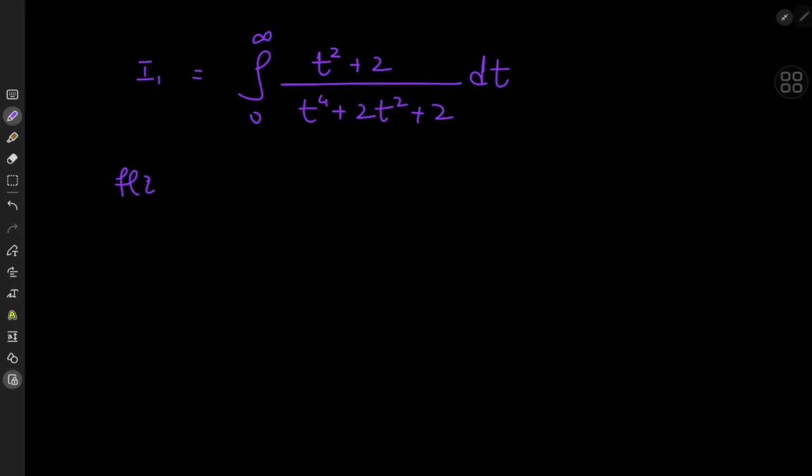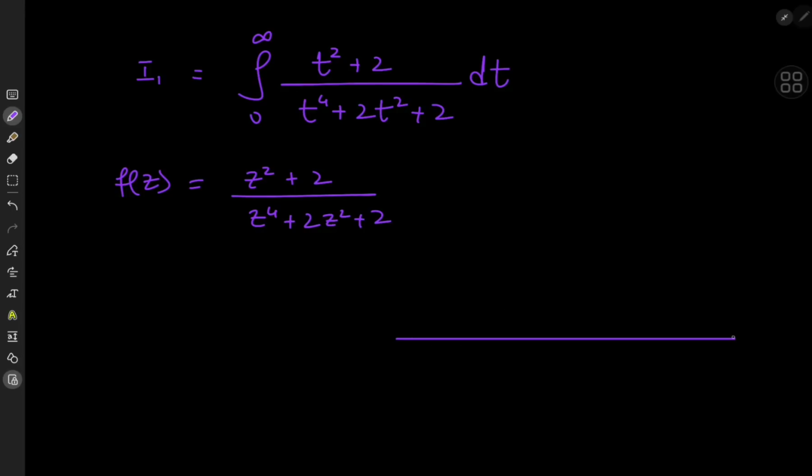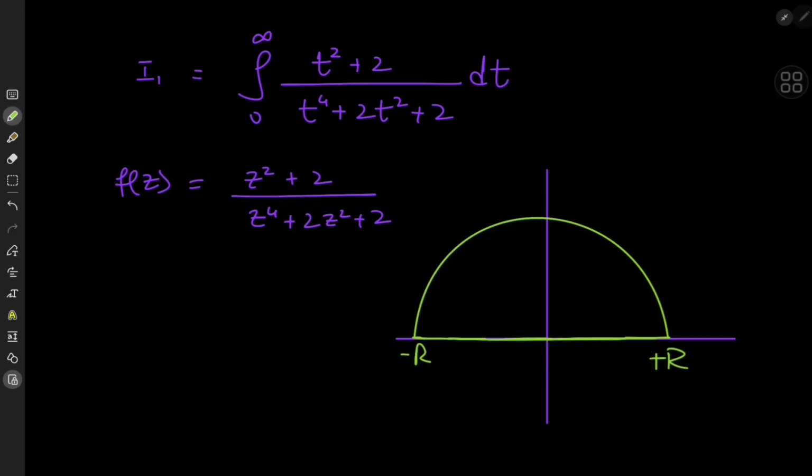So let's define the corresponding complex valued function f of z as (z squared plus 2) divided by (z to the 4th power plus 2z squared plus 2). And what exactly is the contour we're going to use? Well, let's make use of the classic semicircular contour. So here's my complex plane with the real and the imaginary axes. And my contour is going to be the semicircle of radius r. There we go. And we have negative r here, positive r over here.